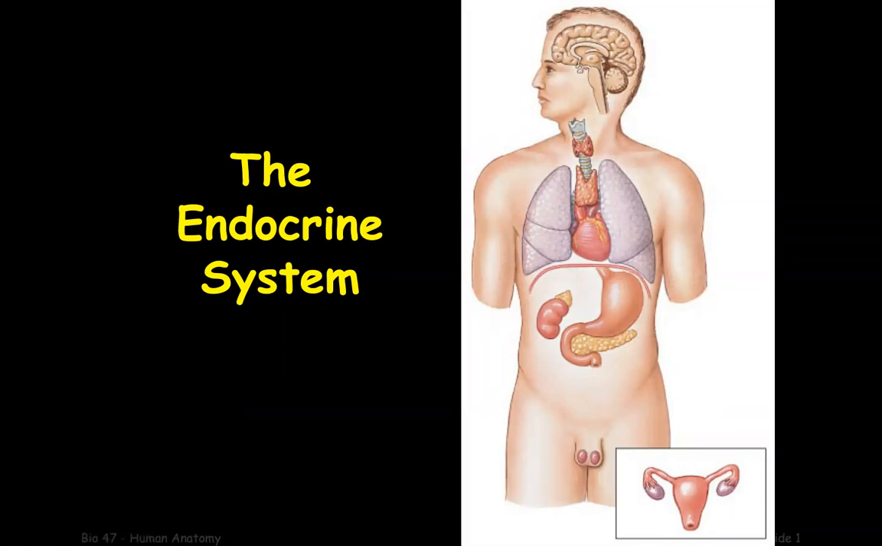Welcome to lab number 22. That's the endocrine system. The main goal for the lab activities associated with the endocrine system will be to identify the gross anatomy of the main endocrine glands.